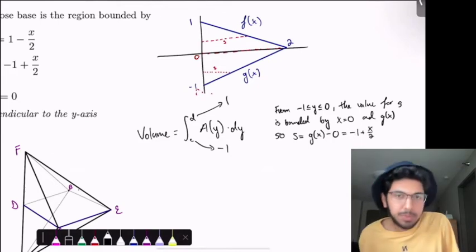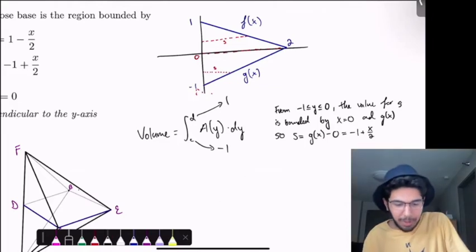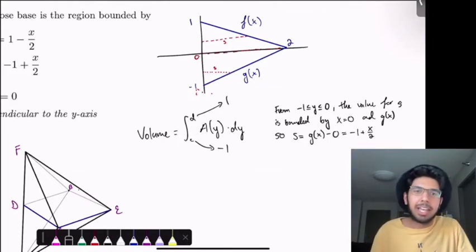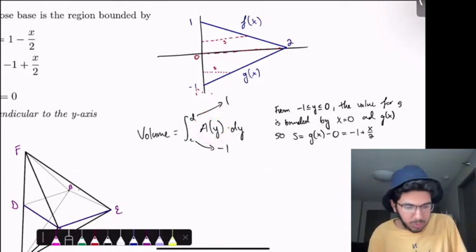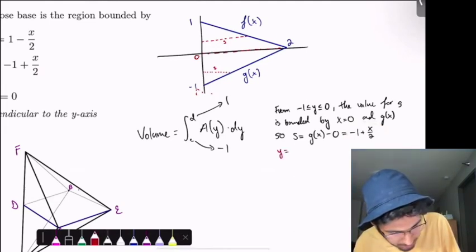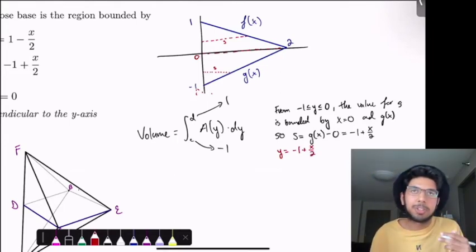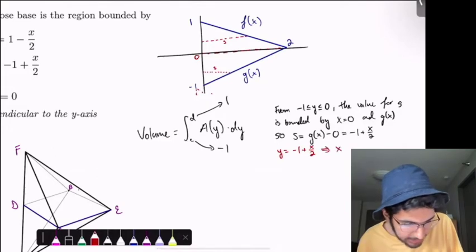x over 2, which is fine, except remember that we're going to eventually be doing s squared, right? To get the area of the cross section, we're going to have to square it. But the area should be a function of y. So we have to change this to be in terms of y. So if we start with y equals negative 1 plus x over 2, we're going to solve for x in terms of y. So this would tell us that x is equal to 2y plus 2.